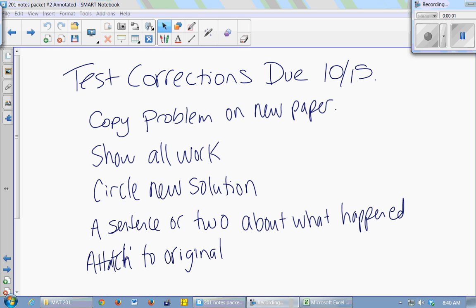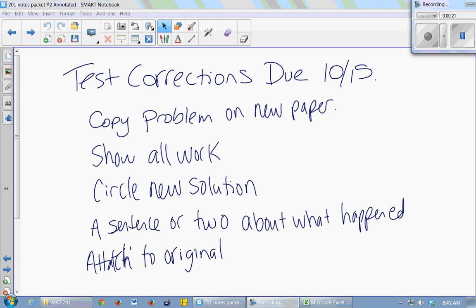Reminder that I have given you the option to do test corrections on the first test. They're going to be due Wednesday, which is the next time we meet, because this is a long weekend. I won't see you Monday. So the next time I see you will be Wednesday the 15th. Test corrections will be due that day.